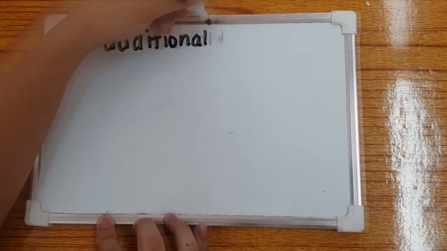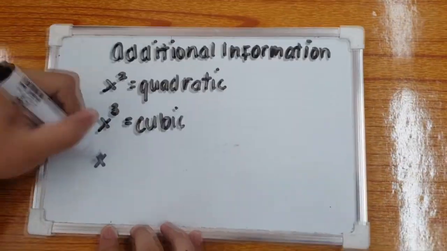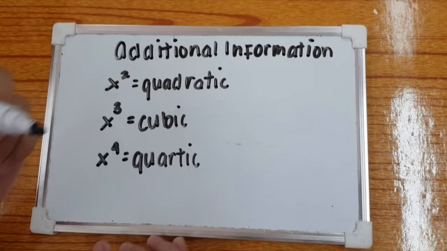Additional information: x squared is quadratic. X cubed is cubic. X raised to 4 is quartic.